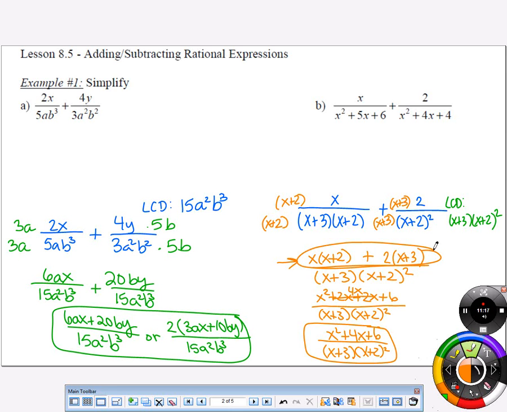Are we feeling like this is a little bit of review from Algebra 1? We just have to remember how to find the stuff.